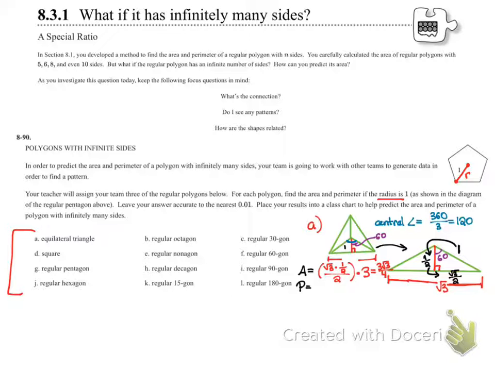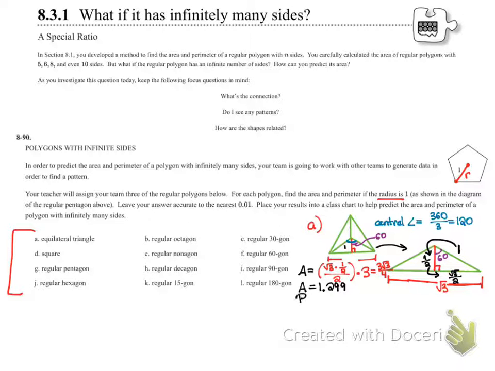So if we calculate that out, we get that the area of that equilateral triangle is 1.299. I'm going to erase this so I have a little bit more room. Okay.